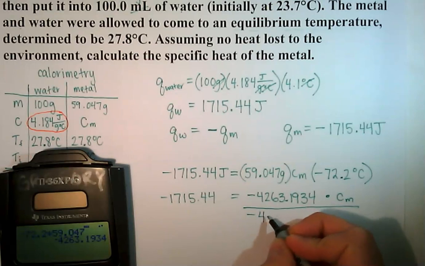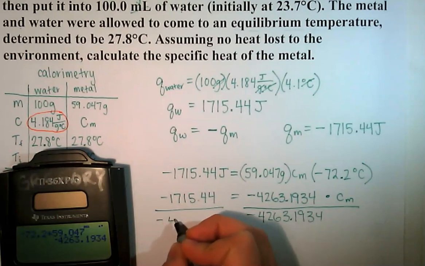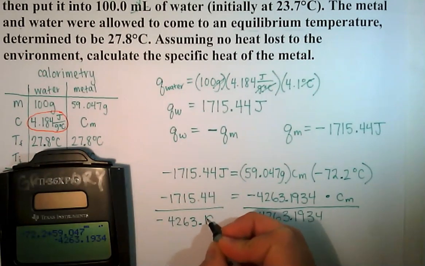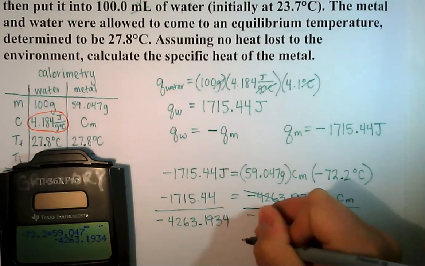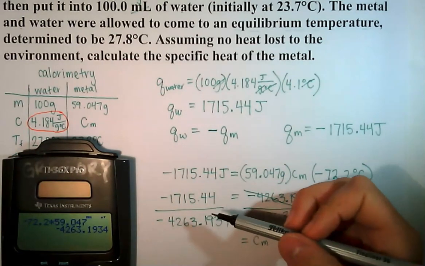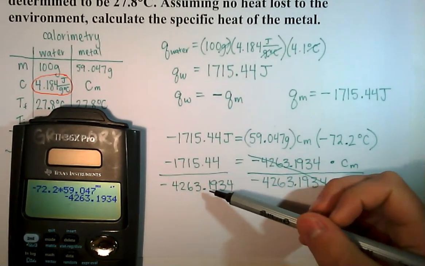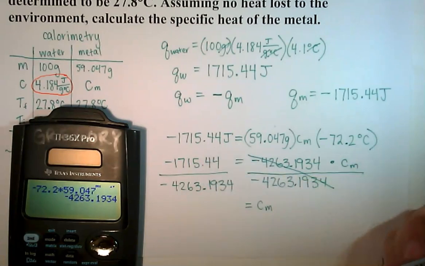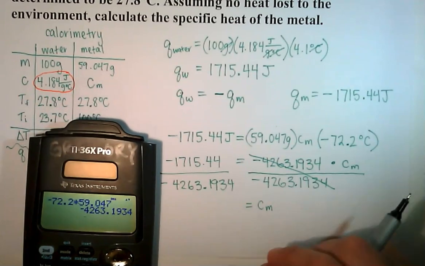I'm going to divide by negative 4263.1934 on both sides. It's a lot of writing here. So these cancel. And my C of my metal is going to equal whatever this answer is. Now, pay attention to your negatives. What I notice here is that I have a negative on top and bottom, so when I divide this out, my answer should come out being a positive number, because a negative divided by negative is a positive. If you do get a negative number for specific heat, know that you have definitely done something wrong. Specific heat should always be a positive number. You will never get a negative value here.